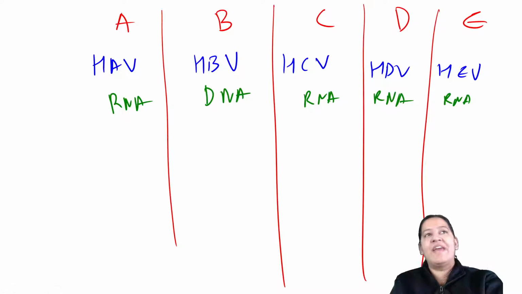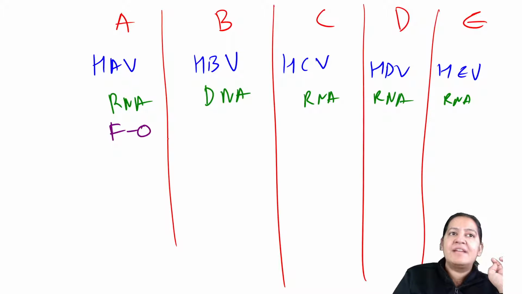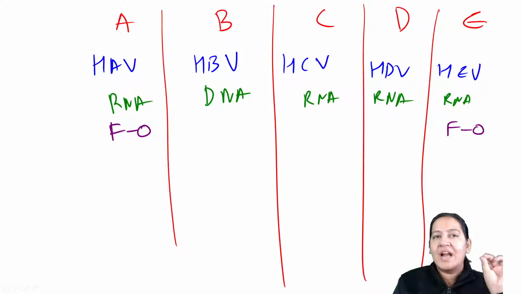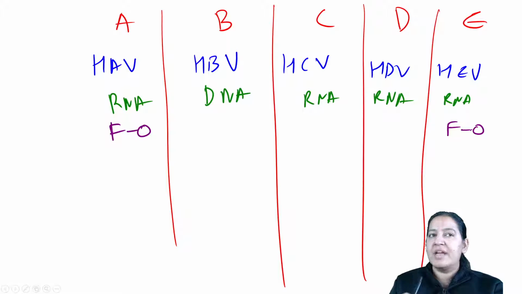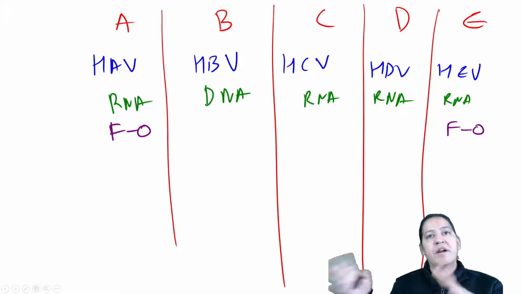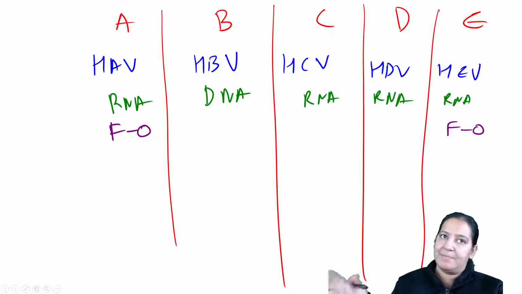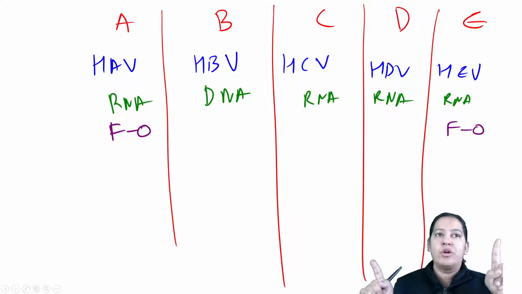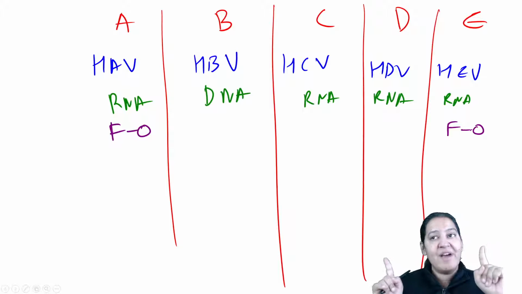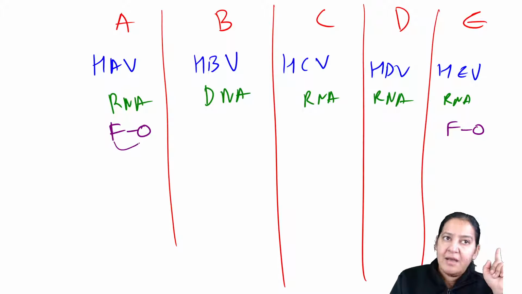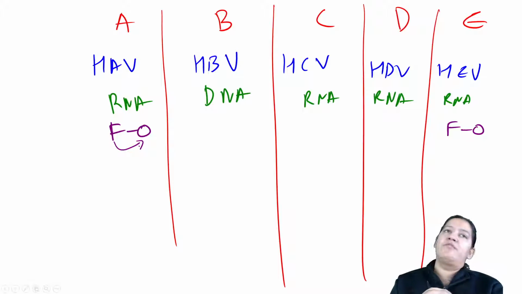Yesterday I taught you very clearly that A and E enter by the fecal-oral route. Contaminated food and water enter the mouth, esophagus, stomach, intestine and are absorbed. It goes to the blood and from the blood it reaches the liver, and in the liver it will cause hepatitis. So it is the fecal-oral route, right? The person will excrete the virus in feces and another person will ingest the virus in contaminated food and water. That's why it spreads from one person to another.